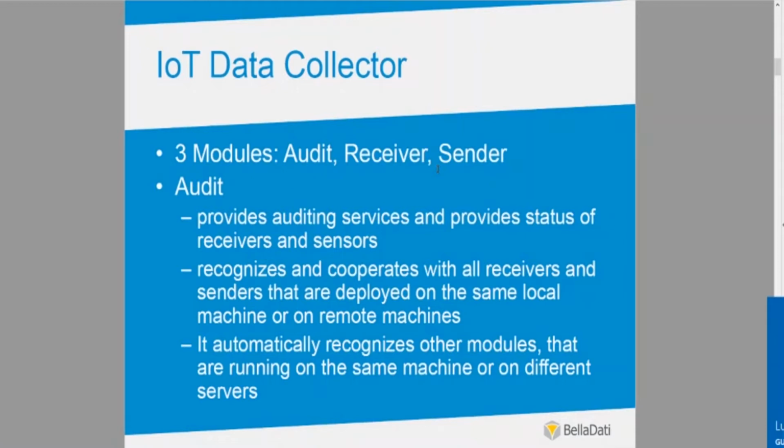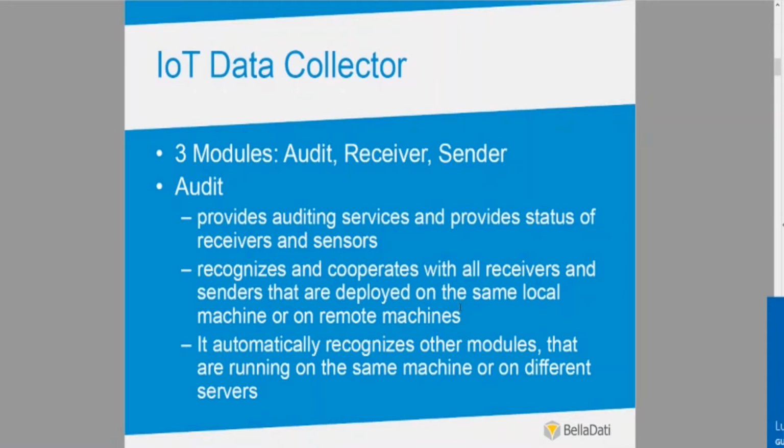So it is basically managing all the infrastructure, including the licensing services, and management services like restarting of the modules, redeploying the verticles, and getting, for example, the log files from the modules. All this is done by the audit, so it is like a single point of control. If you want to configure or handle a receiver or sender module, you are always going through the audit. As I mentioned, it recognizes and cooperates with all the receivers and senders which are deployed on the same local machine or remote machines.